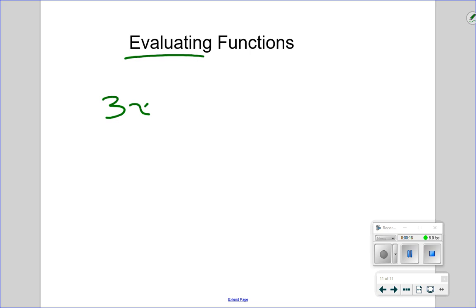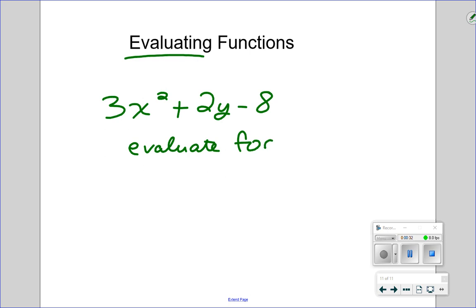Evaluate is when you're given an expression and it might have several variables in it, such as that. But then they tell you to evaluate for a certain value. So they might give you a value for x and y. So evaluate for x equals -2 and y equals 3. And what that means is you assume that x equals -2 and y equals 3, and you solve this expression using those numbers instead of x and y. So you actually plug in those values for your x and y.